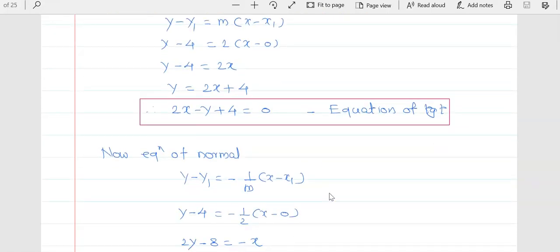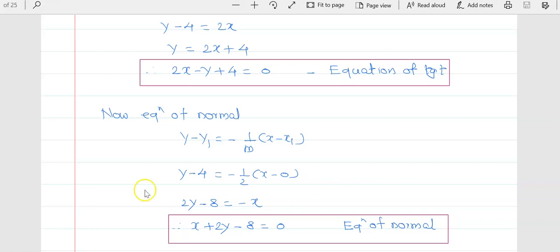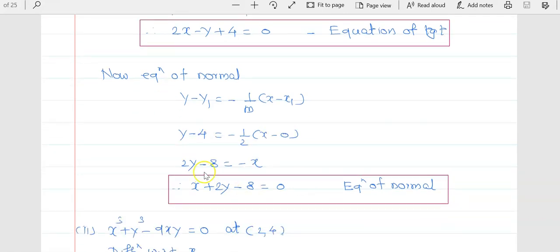Now the equation of the normal, that is y minus y1 is equals to minus 1 upon m in bracket x minus x1. And that is y minus 4 is equals to minus 1 upon 2 in bracket x minus 0. That is 2y minus 8 is equals to minus x. Therefore, x plus 2y minus 8 is equals to 0. This is the equation of the normal.